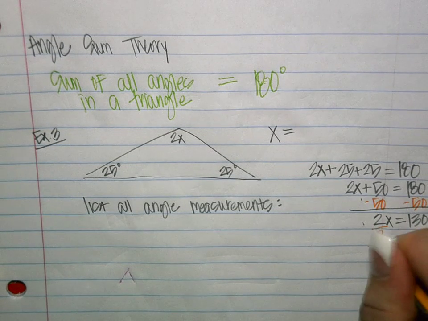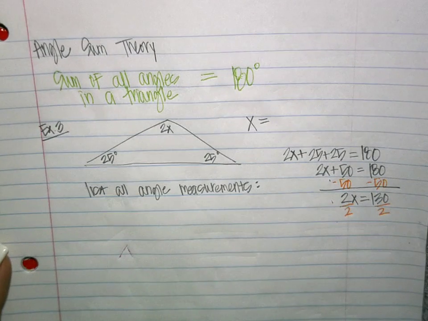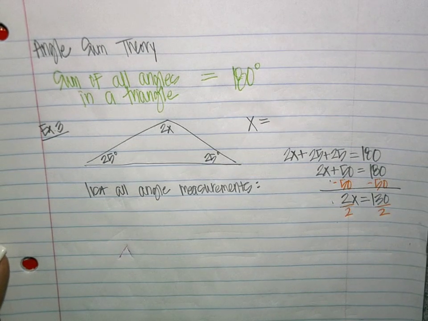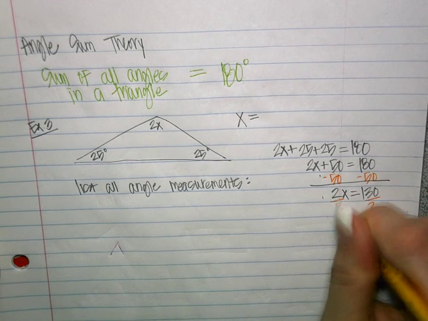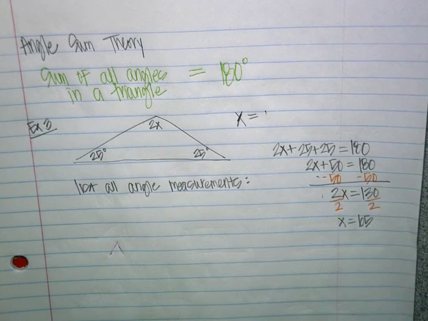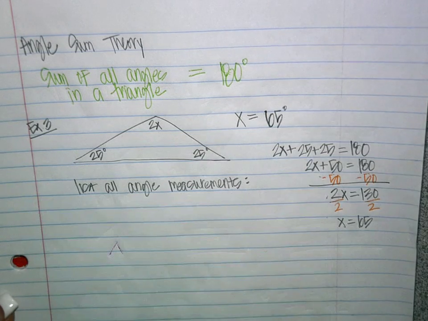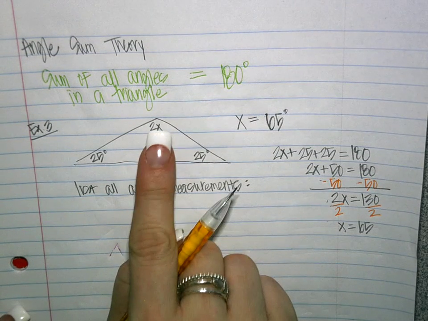I can't see, you can't see it, I'm sorry. Thank you. What's 130 divided by 2? 65. So x is equal to 65. So that's part of your answer. I wanted to know what x is equal to. But what's the actual measurement of this angle?